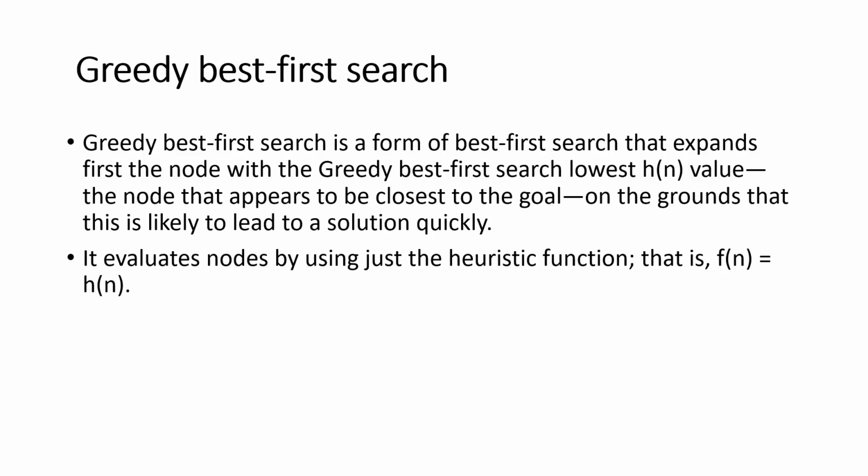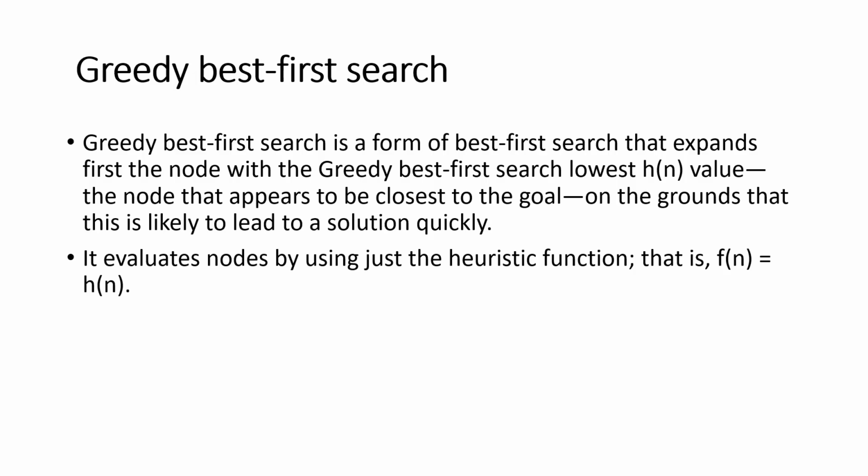Greedy best first search evaluates the node by using a heuristic function, that is h of n. So h of n is the heuristic function that estimates the distance to the goal. Here f of n is equal to h of n. That means no path cost will be considered. That is g of n. G of n is the path cost from one node to the next node. So no path cost is considered in greedy best first search. Only closeness to the goal matters here.